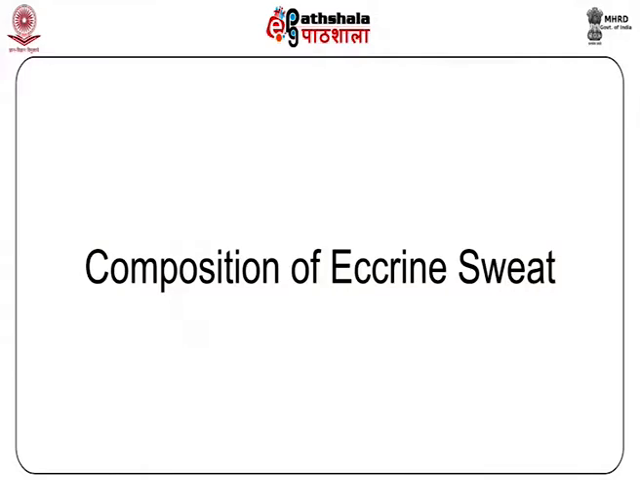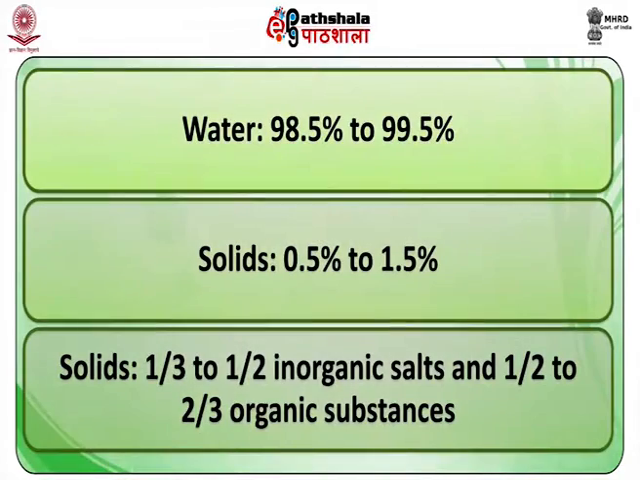Composition of the eccrine sweat. Because of the many variables involved, the authorities vary slightly with respect to the exact proportions, but are generally agreed that the composition of eccrine sweat is approximately water, 98.5% to 99.5%, and solids, 0.5% to 1.5%. These solids are approximately 1/3 to 1/2 inorganic salts and half to 2/3 various organic substances.